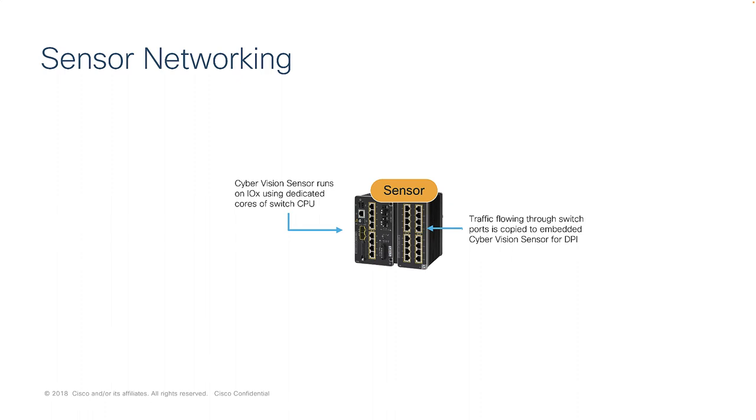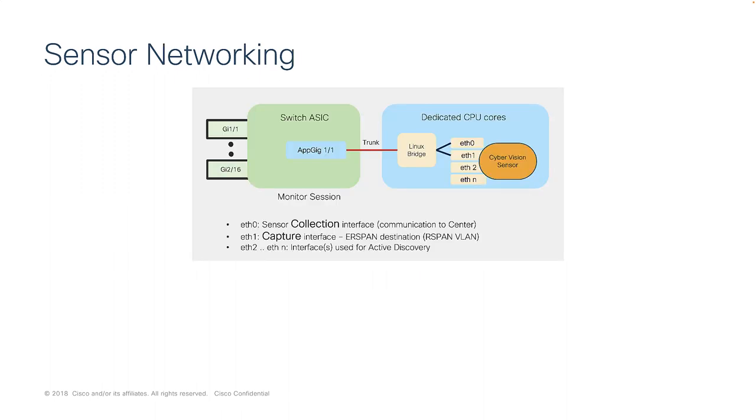In terms of networking for the sensor itself, the idea here is essentially as traffic is flowing through the switch, we're going to leverage a monitor session to capture that traffic and send it to the sensor application. So this is actually a copy of the traffic being sent to the sensor to perform its DPI. When looking at the switch, there's actually a new interface, AppGigabitEthernet 1/1, which is a virtual interface that connects the switch itself to the application that's running inside IOX, or the application hosting framework.